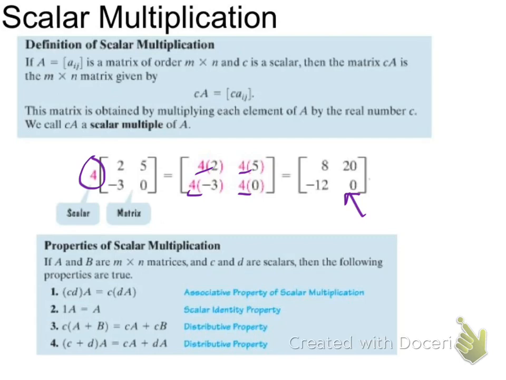And every single piece, it's kind of like you have to distribute that scalar multiple to every piece on the inside. With scalar multiples, you can use the associative property, distributive property, and the scalar identity property, meaning 1 times the matrix will always equal the same matrix. So all those properties re-exist for scalar multiples.